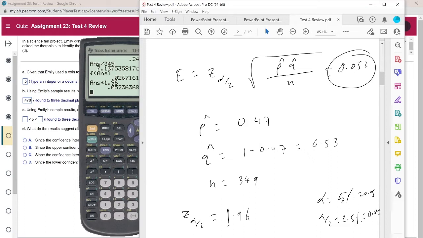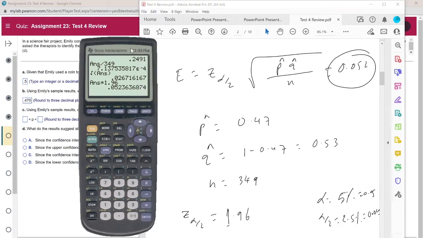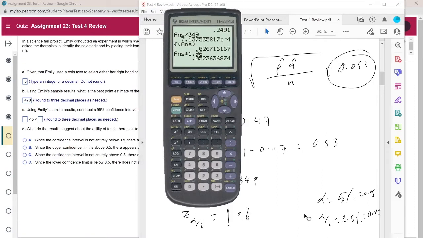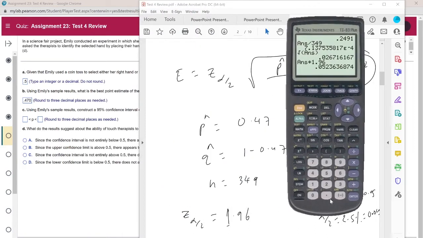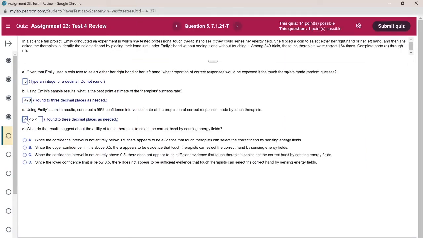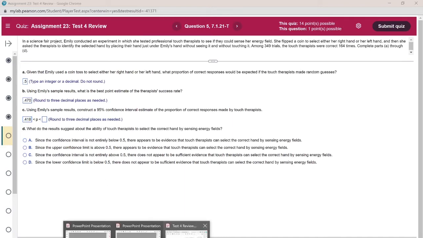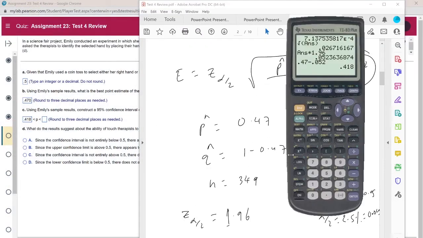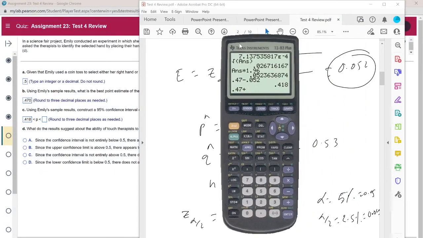it's 0.052. After finding the margin of error, we can find the confidence interval by subtracting this value from p hat, which in this case is 0.47. 0.47 minus this margin of error, 0.052, is 0.418. And then the upper confidence limit can be found by adding 0.47 with the margin of error, which is 0.052, and that is 0.522.